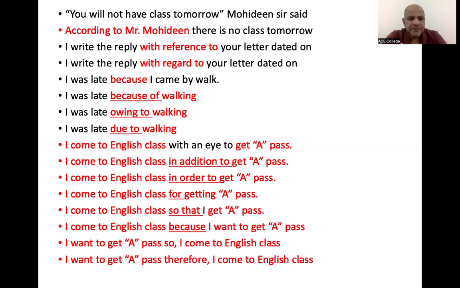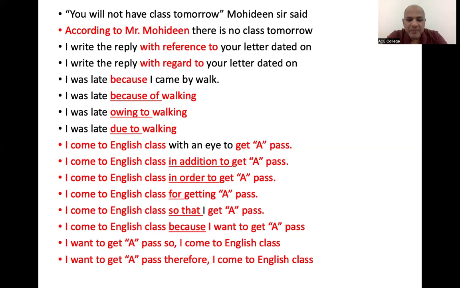All reasons. I come to English class with an eye to get an A pass. I come to English class in order to get an A pass, for getting an A pass, so that I get an A pass, because I want to get an A pass. I want to get an A pass, so I come to English class. I want to get an A pass, therefore I come to English class. So there are different ways you can put it out. You understand now?